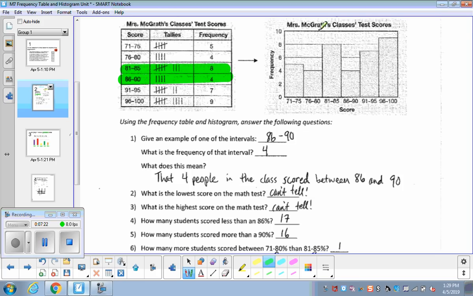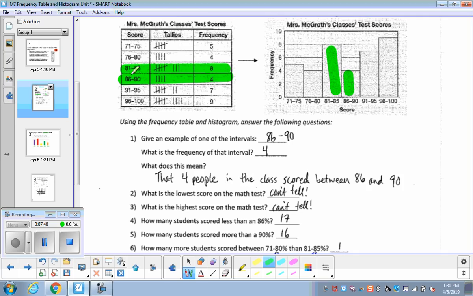On the frequency table, we found the answer there, and on the histogram, 81 to 90 is going to be this bar and this bar. So it's going to be these 8 plus these 4. Now, y'all, what's 8 plus 4? 8 plus 4 is 12. So we have 12 kids who scored in this category.